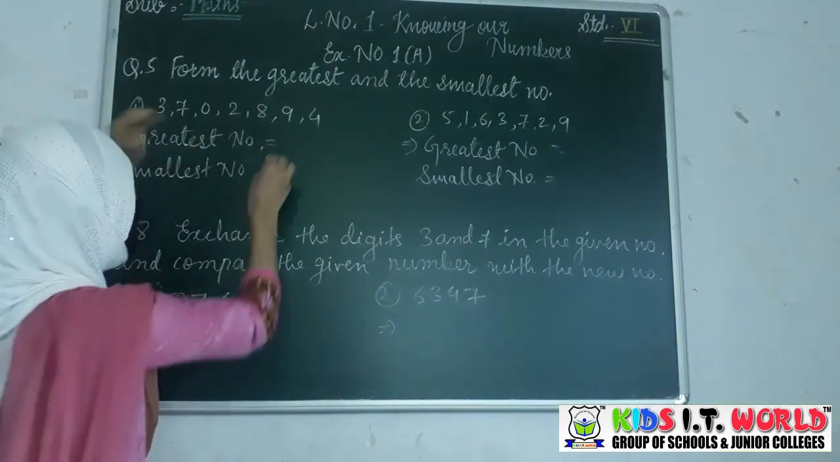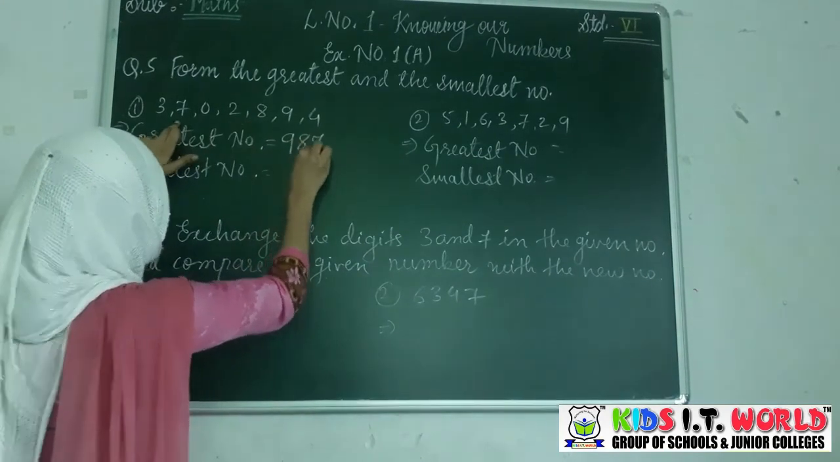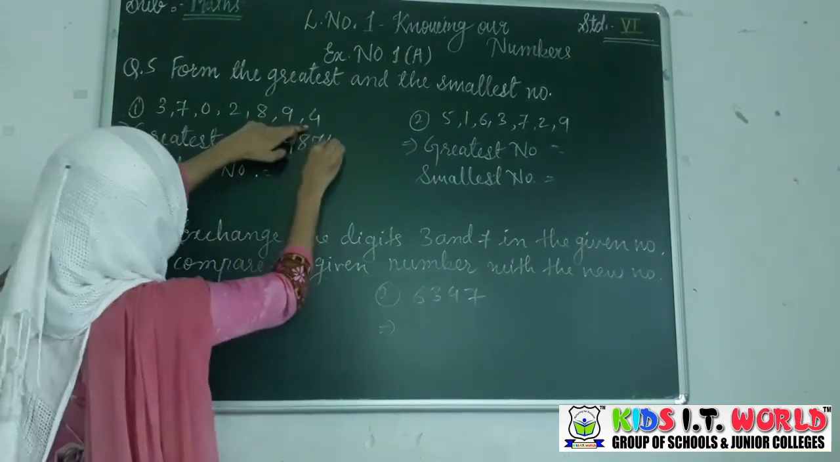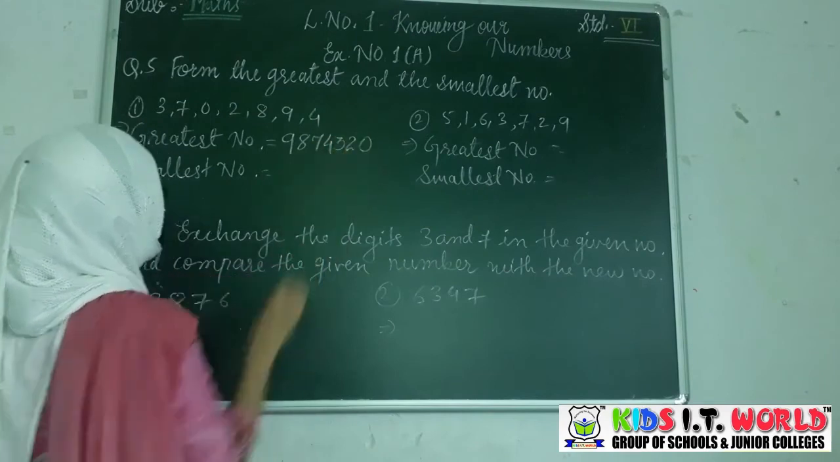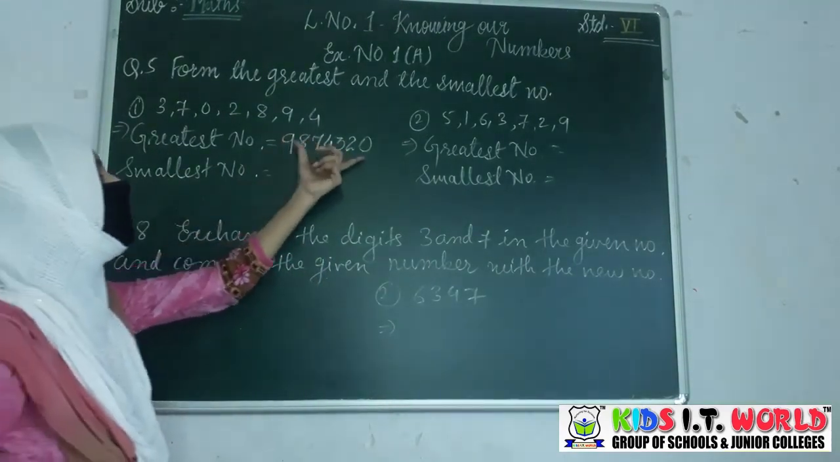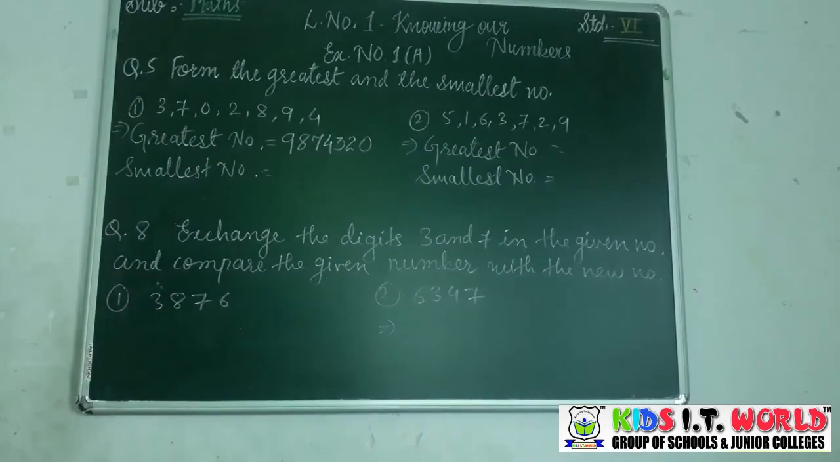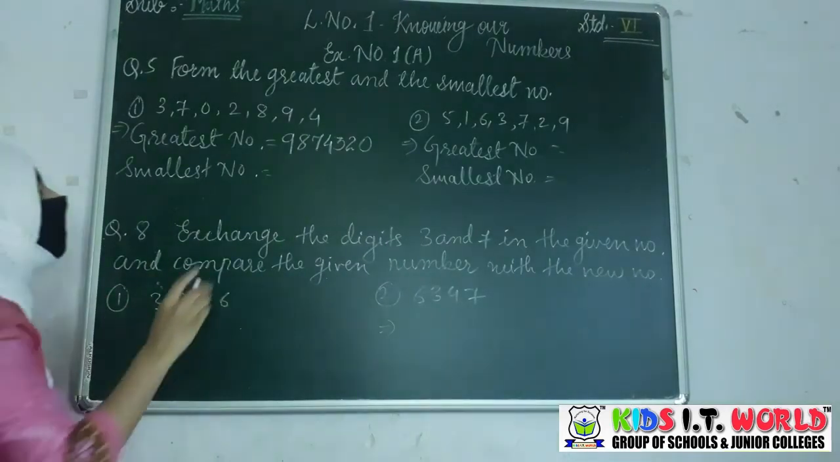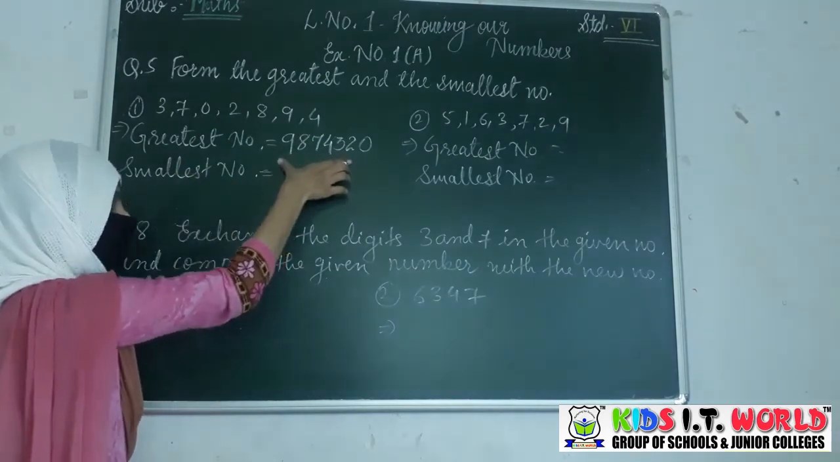First it is 9, then 8, then 7, 4, 3, 2, 0. So here we got the greatest number, that is 98,74,312. Now when you form the smallest number, directly use this digit.